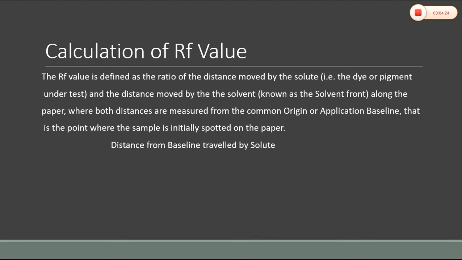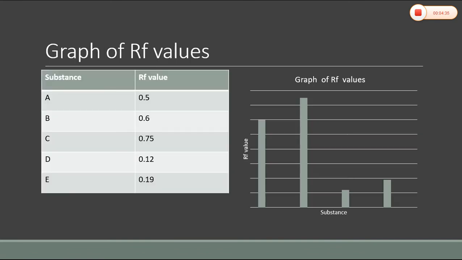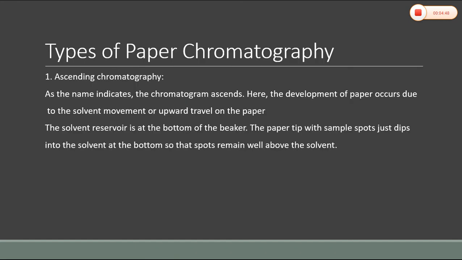It is calculated as the distance from the baseline traveled by the solute divided by the distance from the baseline traveled by the solvent. The graph of RF values for a few solvents and a few molecules is shown here, for substances A, B, C, D, E, F. You can see it is different for different substances.